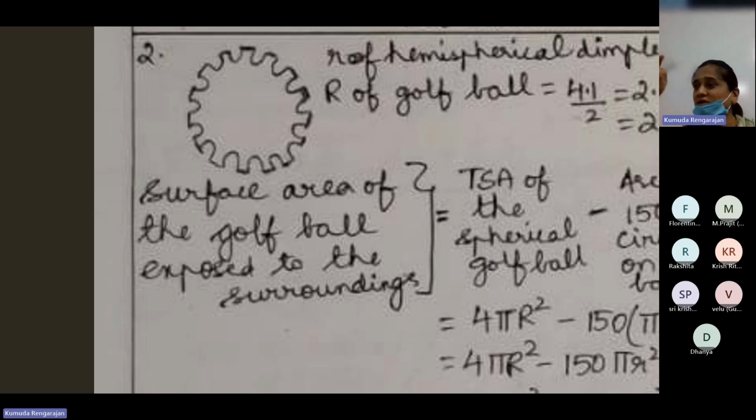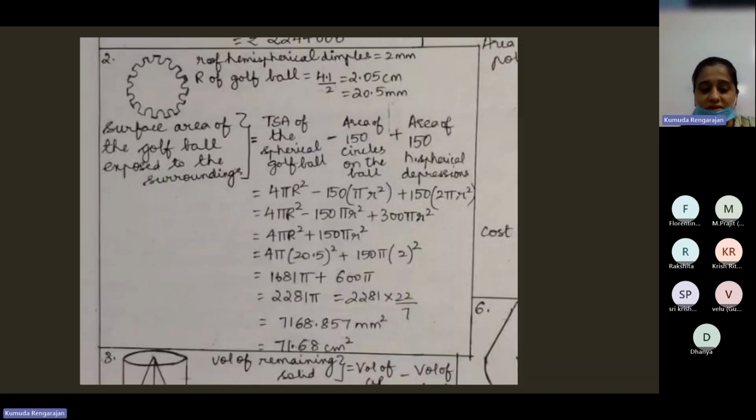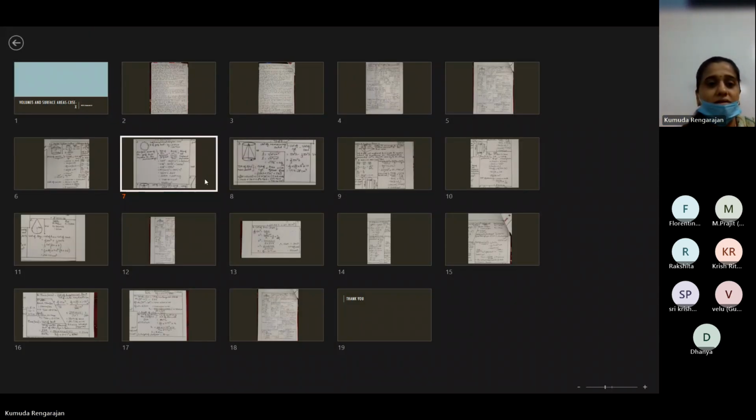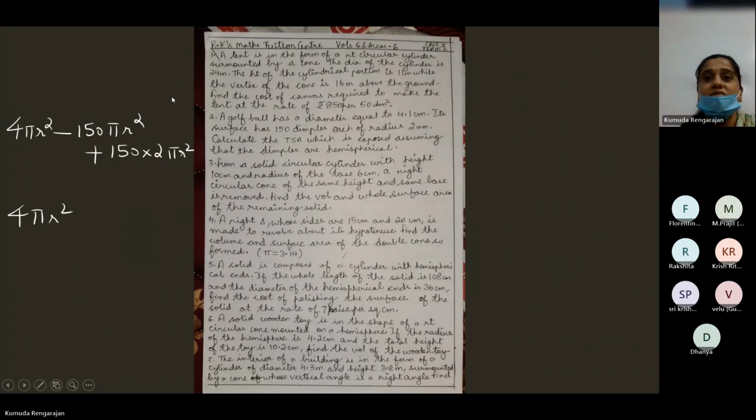So the circles on the top, 150 circles are not there. But you found the area of 150 circles in 4 pi r square. 4 pi r square includes the full area. That means you've included the area of the circles, but they are not there. So take away the area of 150 circles. Take away from 4 pi r square the area of 150 circles, minus 150 pi r square.